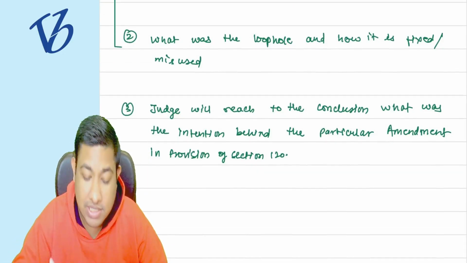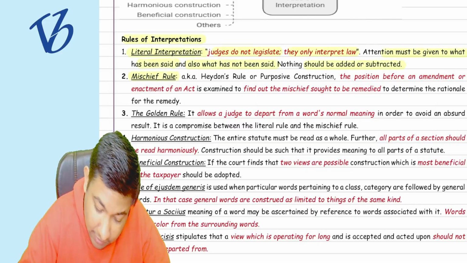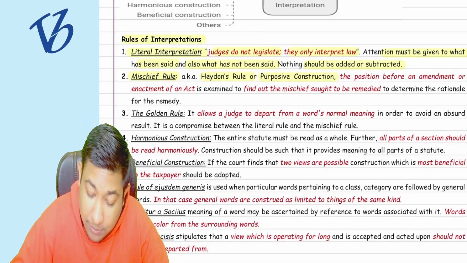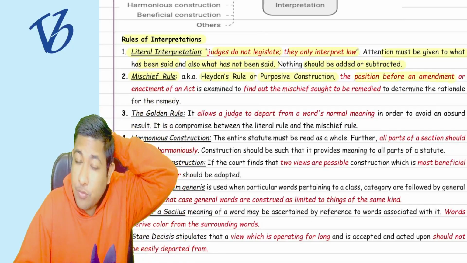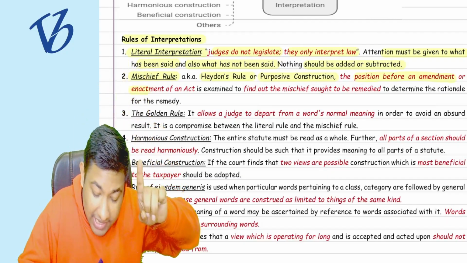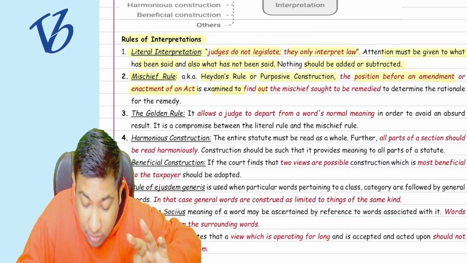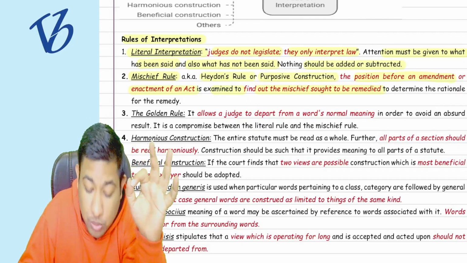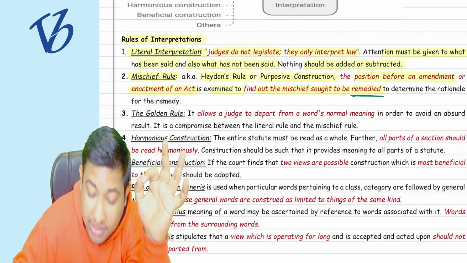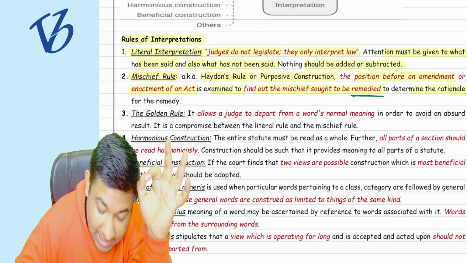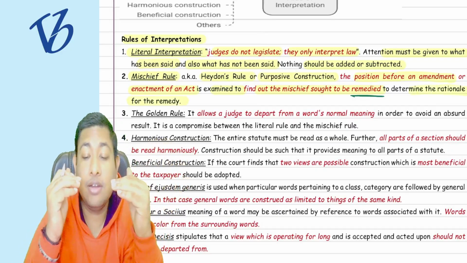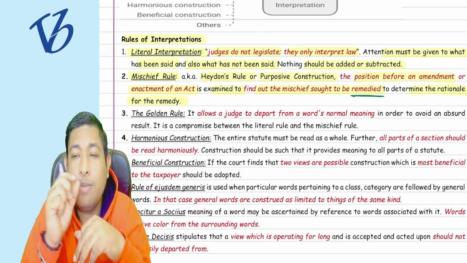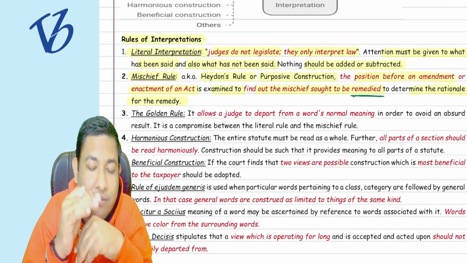What does the mischief rule say? It is also Heydon's rule or the purposive construction. The position before an amendment, meaning the original provision or enactment of the act, is examined to find out the mischief sought to be remedied. What was the mischief that CA Weber Bansal was doing and how it is remedied, to determine the rationale for the remedy, that is, the intention of the lawmaker in coming up with the amendment.